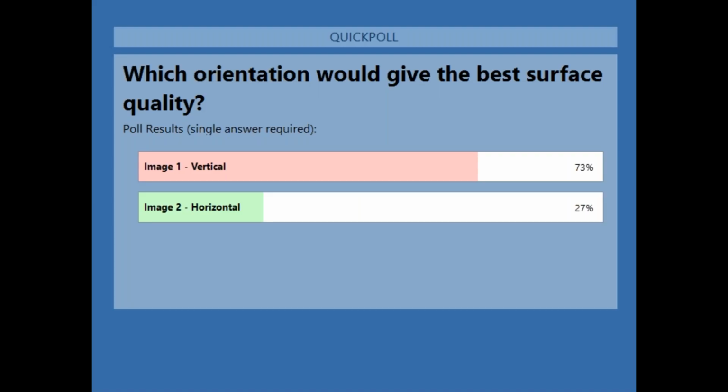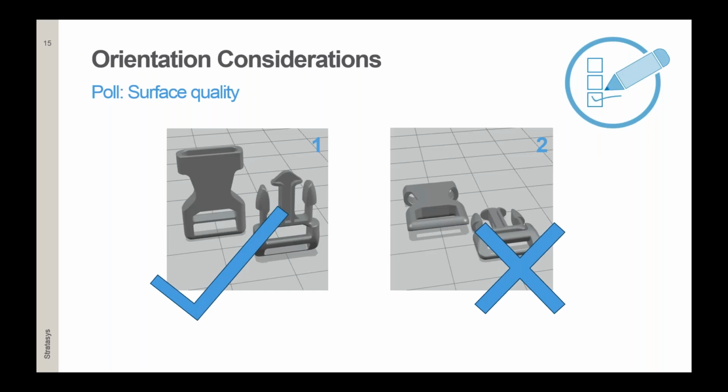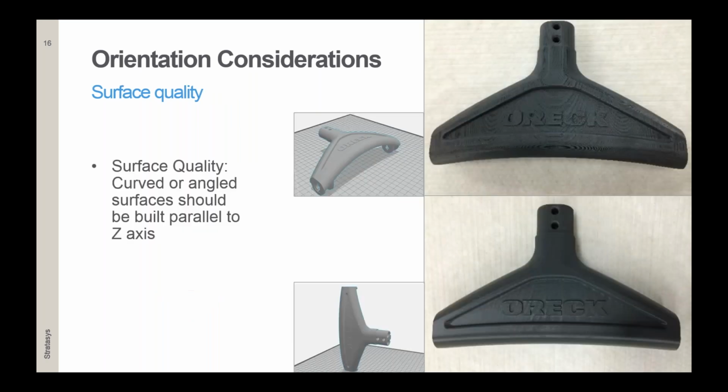So 75% are saying that the vertical one will have the nicer surface finish. Is that correct, Carolus? It's absolutely correct. So the first image, the vertical position, will give us a better surface quality. But why is that? Let's jump into the next section.